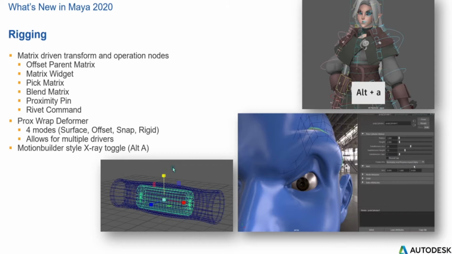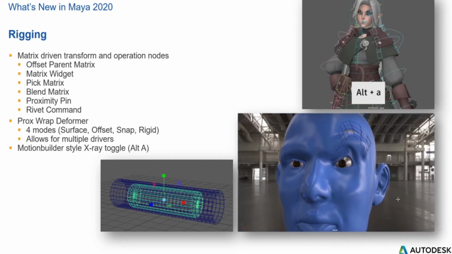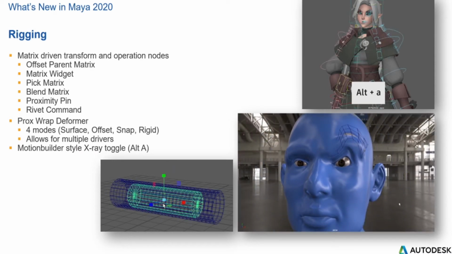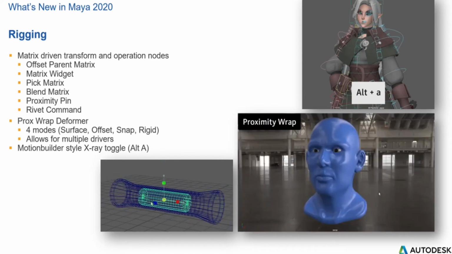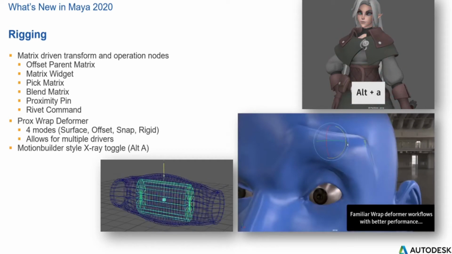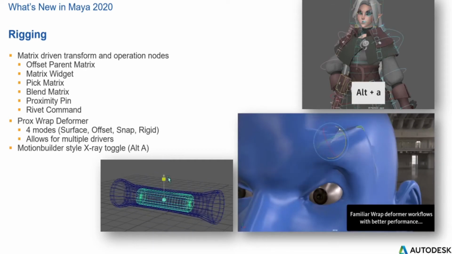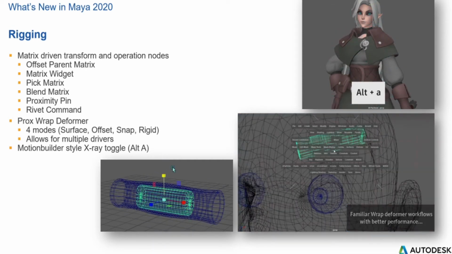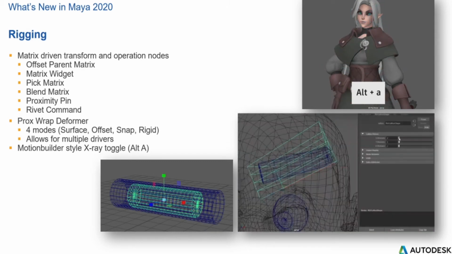So Alt-A toggles the visibility of skeletons and control objects in 3 states. So it's an invisible and also hidden from polygons. So polygons can hide this stuff. Polygons would hide the skeleton inside. So these 3 states can be toggled by Alt-A.